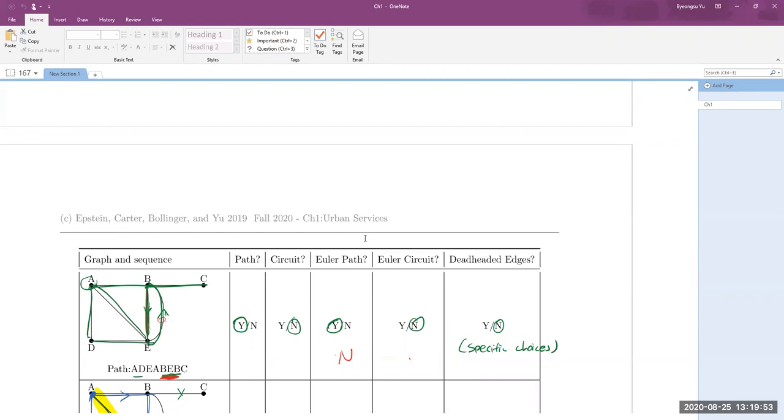Pardon? 503 and 803. So this is just a combination of two sections. Hello.